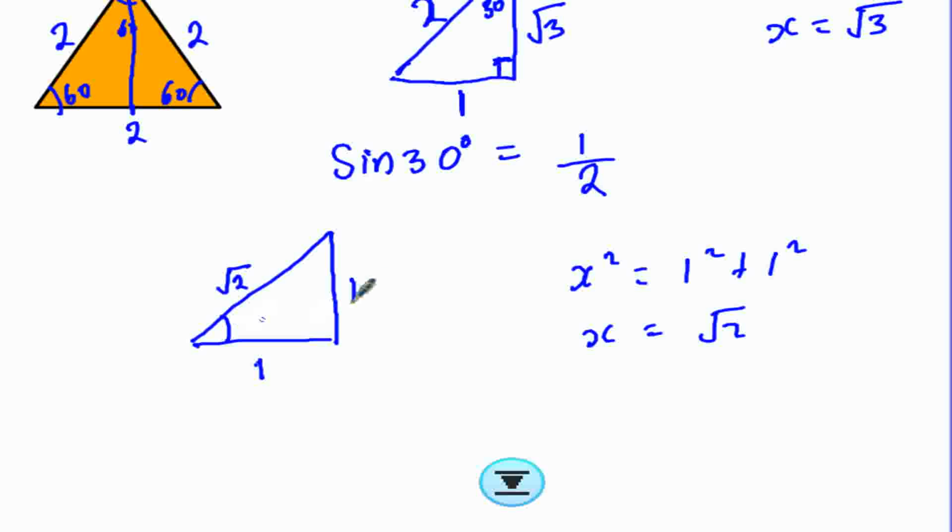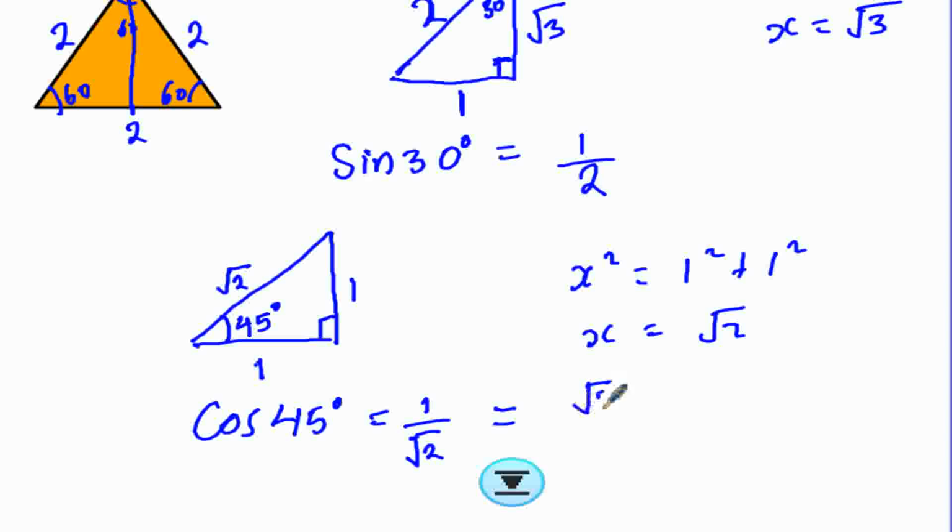And since these two sides are equal, this one becomes 45. This one is 90 degrees, and also that one will be 45 degrees. So for cos 45 degrees, cos it is adjacent over hypotenuse. So our adjacent is 1 over the hypotenuse, which is the square root of 2. And this one is the value of our cos, which can also be simplified by rationalizing the denominator to give you the square root of 2 over 2.